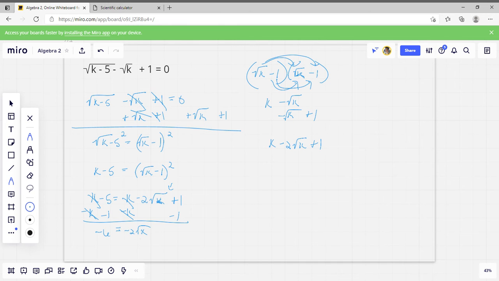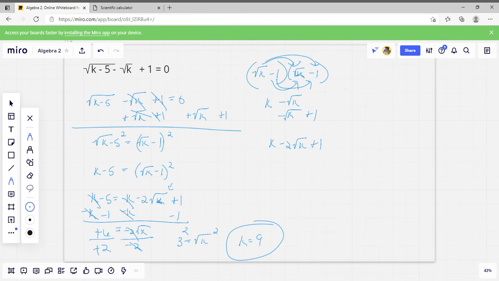Alright. Now, k still isn't by itself. We have to divide by -2. And we get 6 divided by 2 is going to be 3 equals the square root of k. Now we square both of them. And we get k equals 3 squared, which is 9. So the answer to that one's 9.